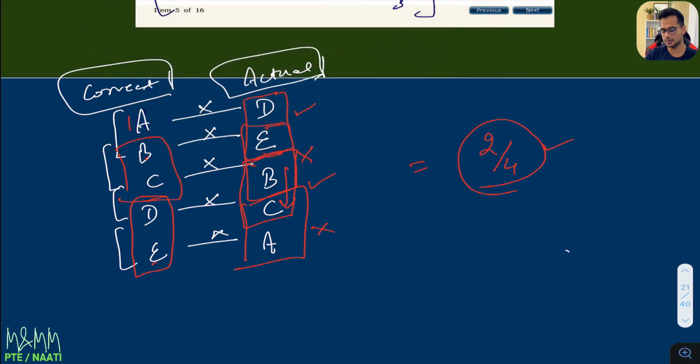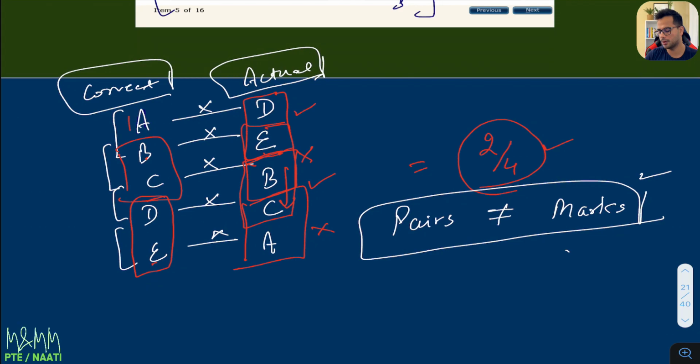Now this is big. Understand one thing: pairs are not equal to marks. Never. It's never going to happen. So forget about that one. Pairs are not equal to marks. That means if you get 4 pairs correct in one particular question, that doesn't mean you got 4 marks out of 90. It's definitely less than that.